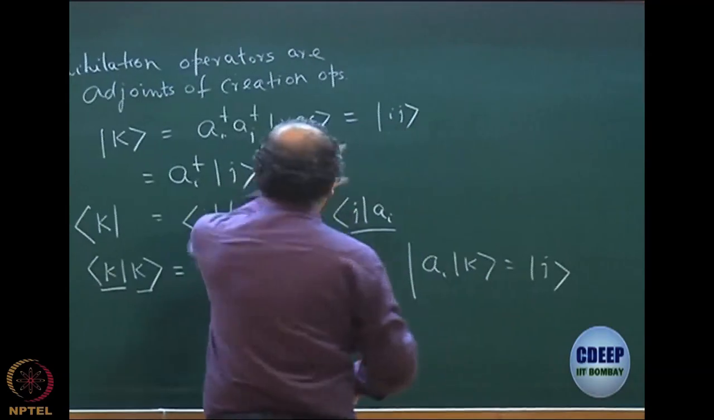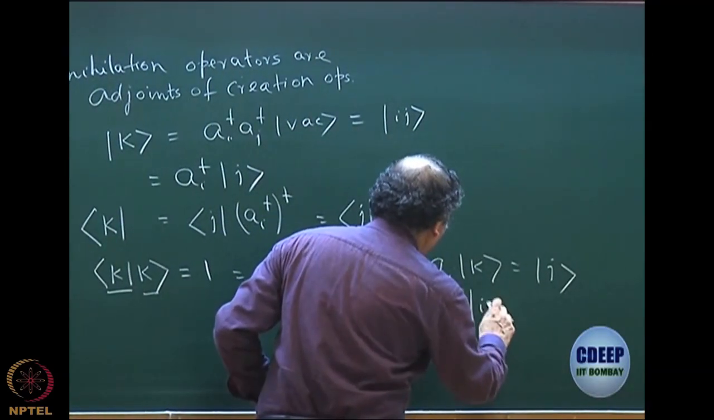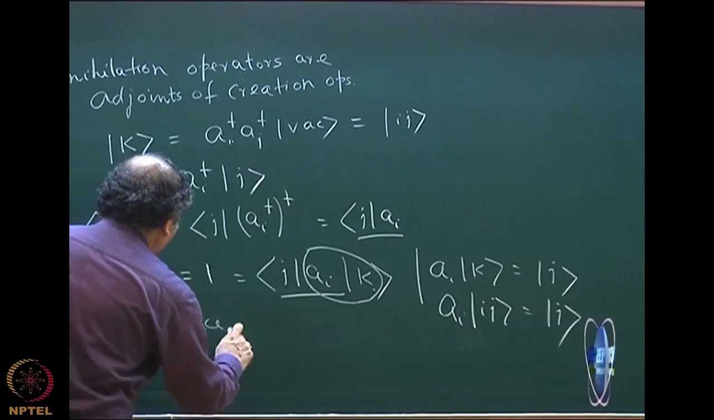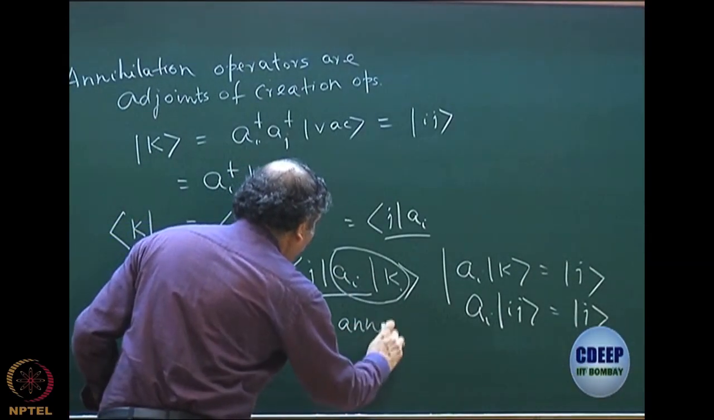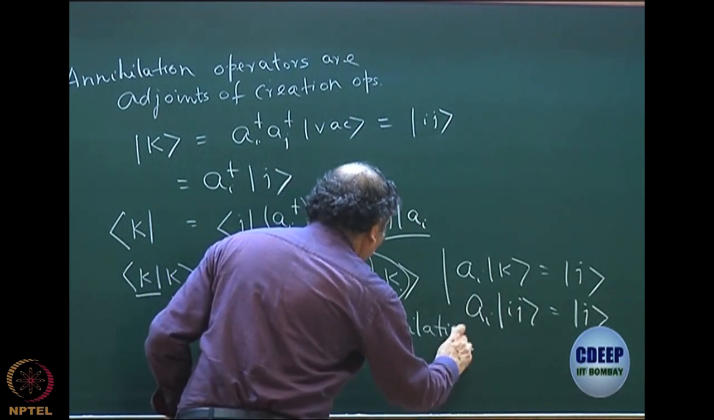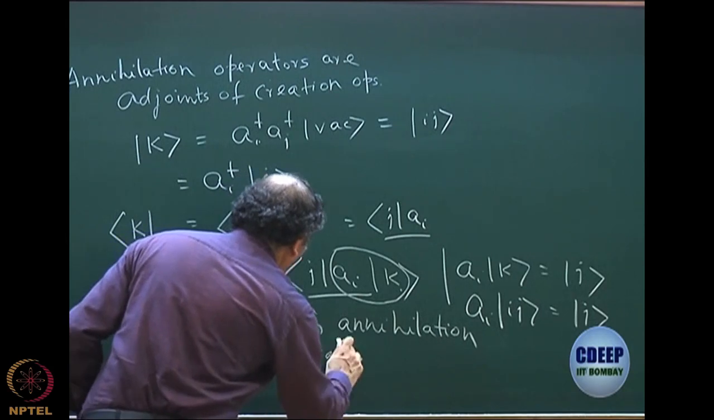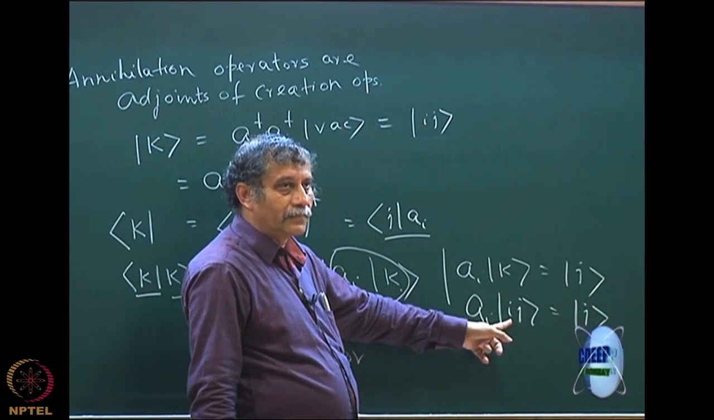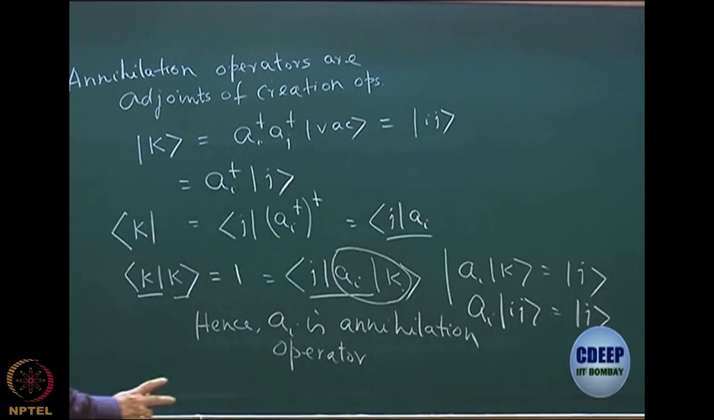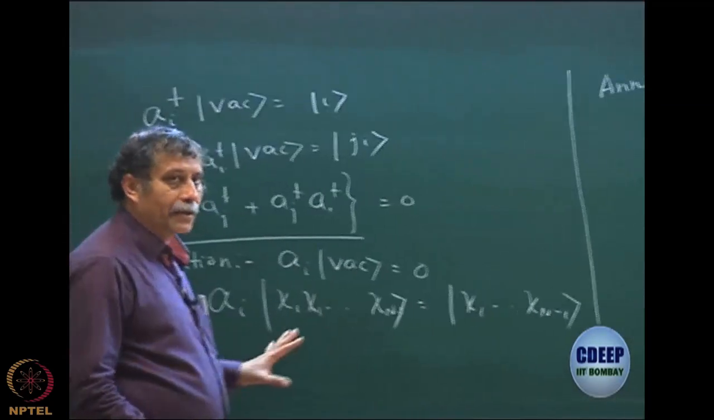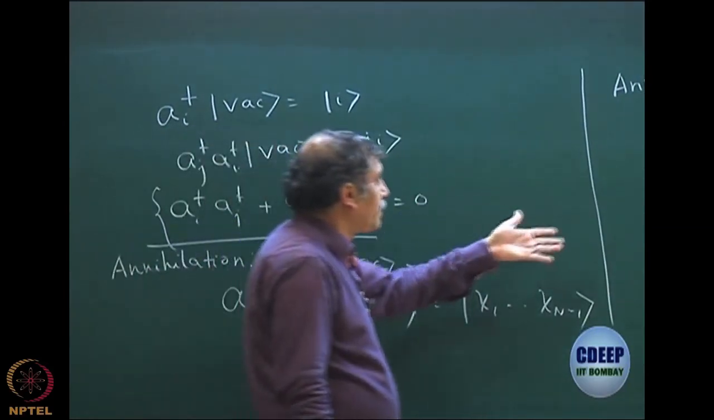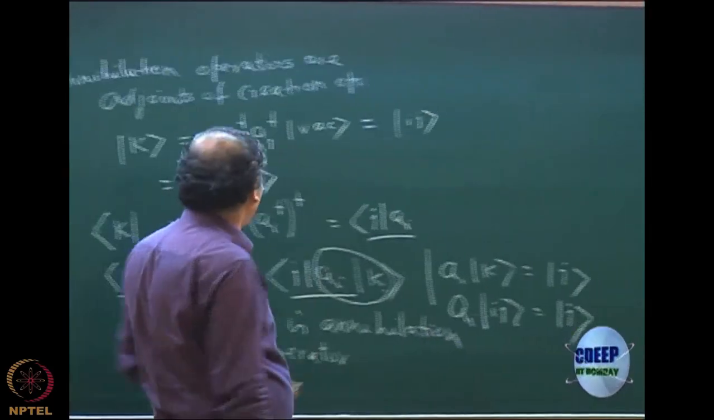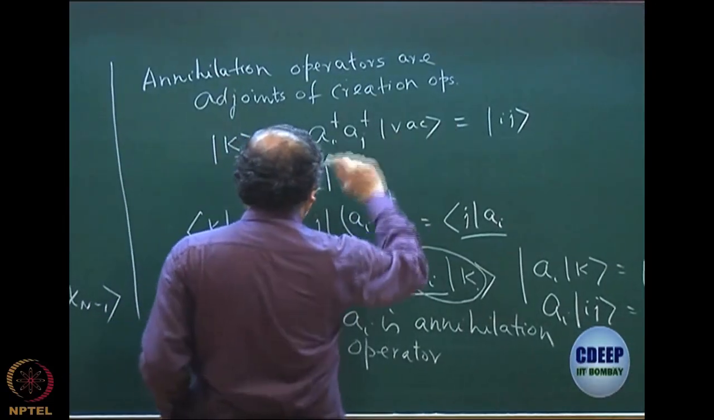So what is my K? K is ij. So ai acting on ij must give me j. Hence, I show that the ai is an annihilation operator. And it annihilates exactly the one next to it. So both these rules. Okay. So I initially, of course, yesterday I discussed the annihilation operator, but I have not shown why they are adjoints of the creation operator. Yesterday I was showing it actually, but probably didn't complete it. So to show this, I just take a 2-electron determinant, and then write this as ai dagger, aj dagger vacuum, which is j.